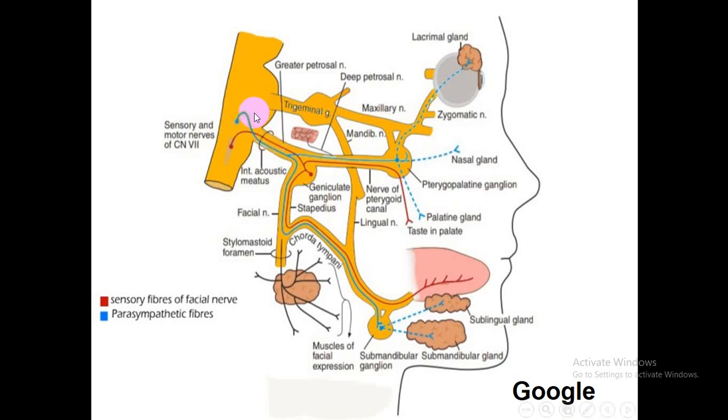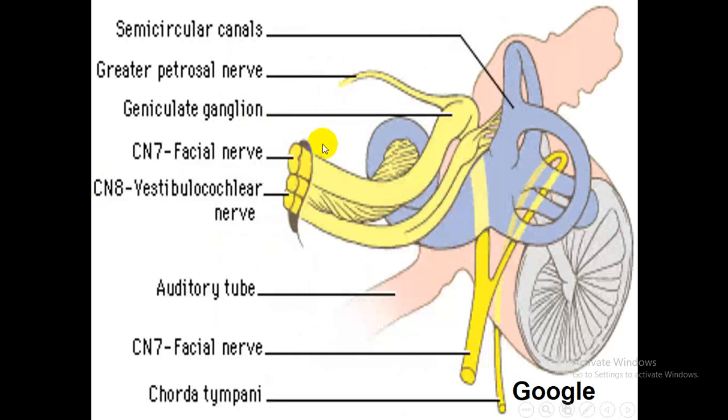Now both roots, the motor root and the nervus intermedius, pass with the vestibulocochlear nerve, the eighth cranial nerve, through the internal acoustic meatus. At the lateral wall of the internal acoustic meatus, both roots unite, forming the geniculate ganglion of the facial nerve.